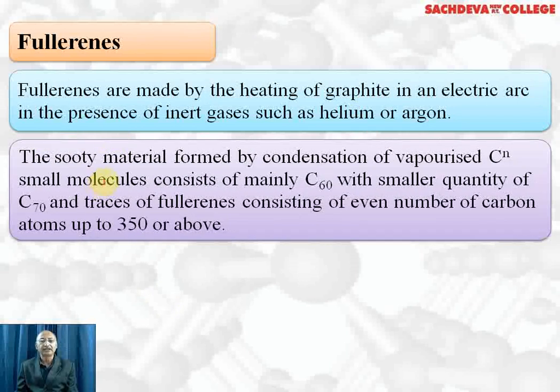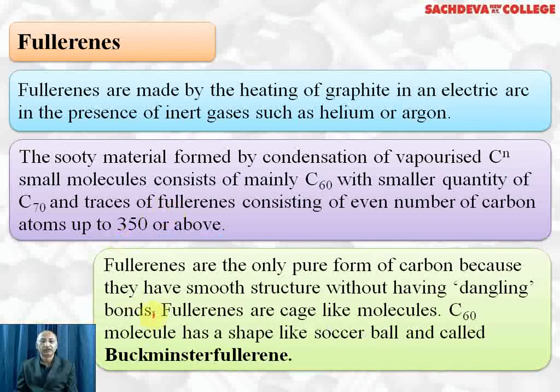The sooty material formed by condensation of the vapors has the general formula C_n; the small molecules consist of mainly C60 with a smaller quantity of C70, and traces of fullerenes consisting of an even number of carbon atoms up to 350 or above. Fullerenes are the purest form of carbon because they have a smooth structure without dangling bonds, and impurities cannot enter them. Fullerenes have a cage-like structure, cage-like molecules.